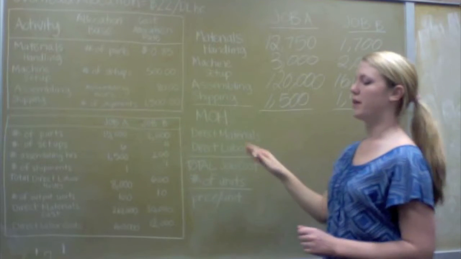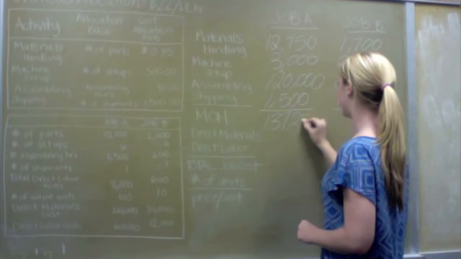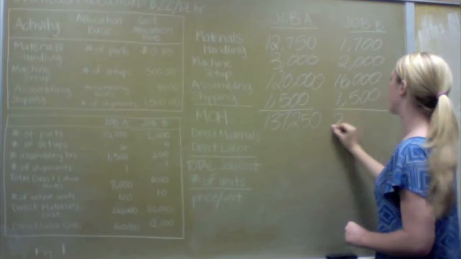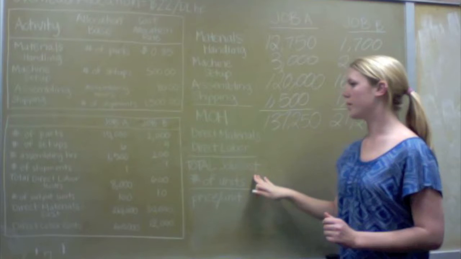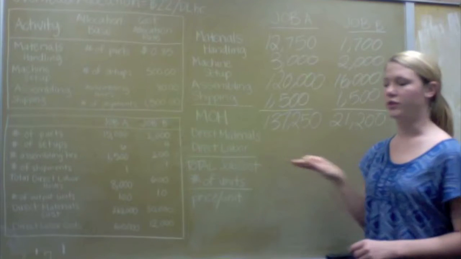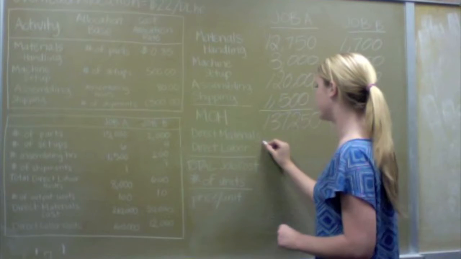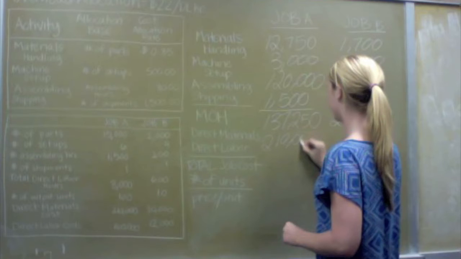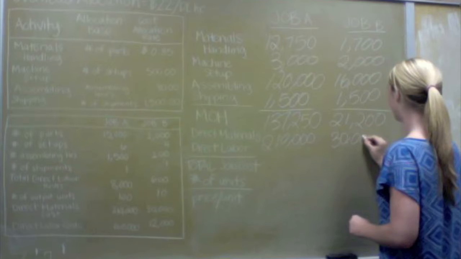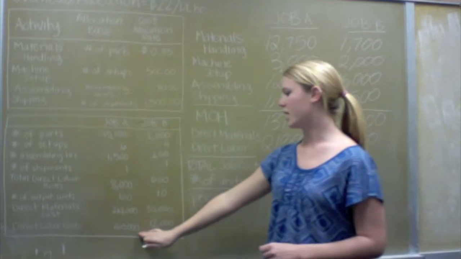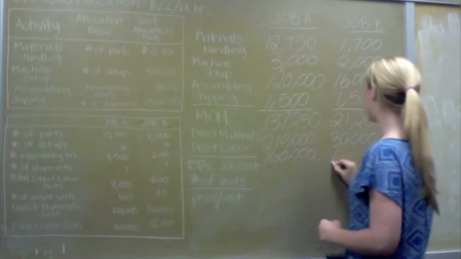We're going to total those up to get the manufacturing overhead. For job A, it's $137,250. And for job B, it's $21,200. To get the total job cost for each job, we're going to add direct materials and direct labor to the manufacturing overhead. Direct materials is given to us here. For job A, it's $210,000, and for job B, it's $30,000. Direct labor is also given as $160,000 for job A and $12,000 for job B.